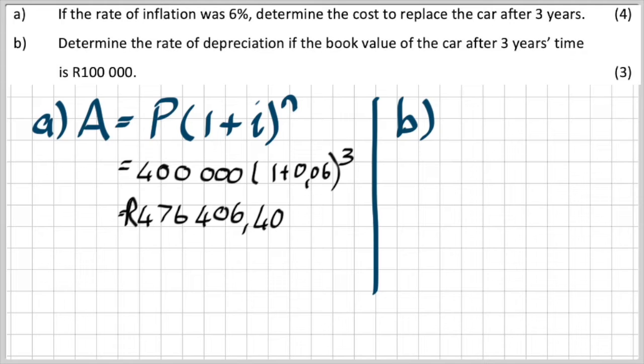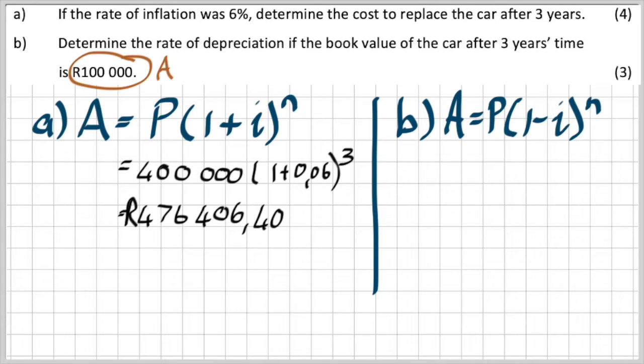If I look at B, now they're asking you to determine X, the rate of depreciation. So I'm going to substitute that into my reducing balance method. And A is now 100,000. So that is the worth of my car. So 100,000. The P is 400,000. And N is 3.